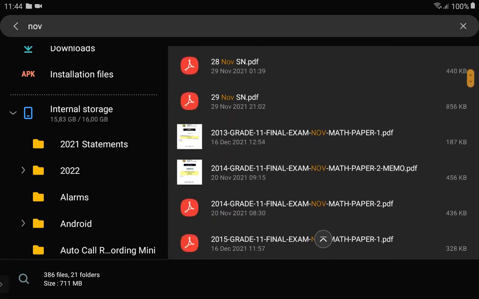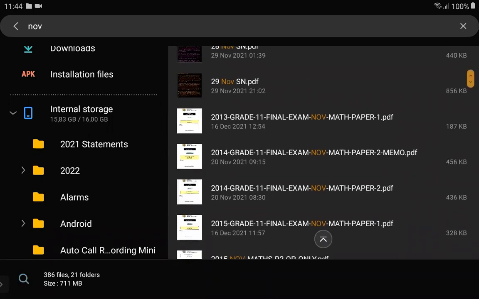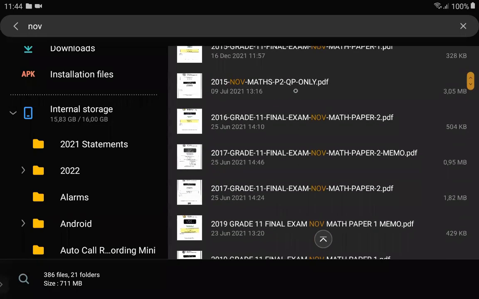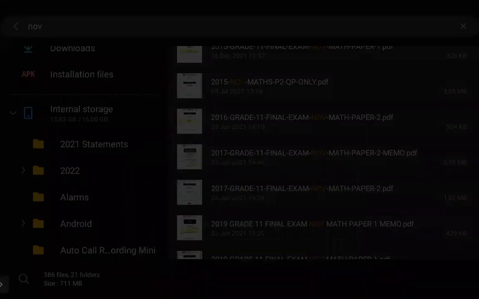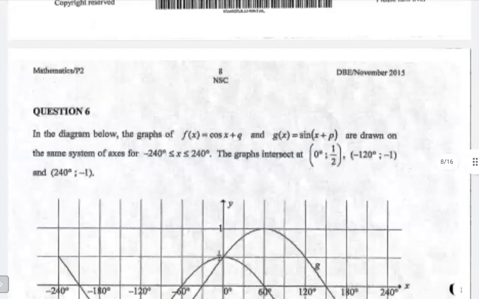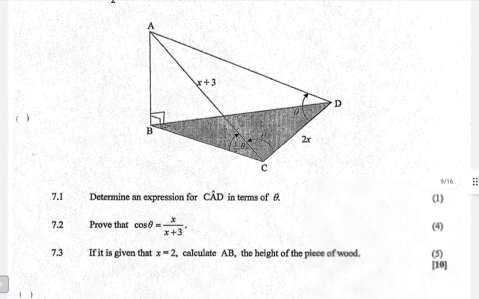Let's see. Let me get it. It is grade 12, 2015 maths paper 2 only. So if we look at this paper, if we go to the 3D section, the one thing that we're going to do is just talk about the question verbally before trying to answer anything.